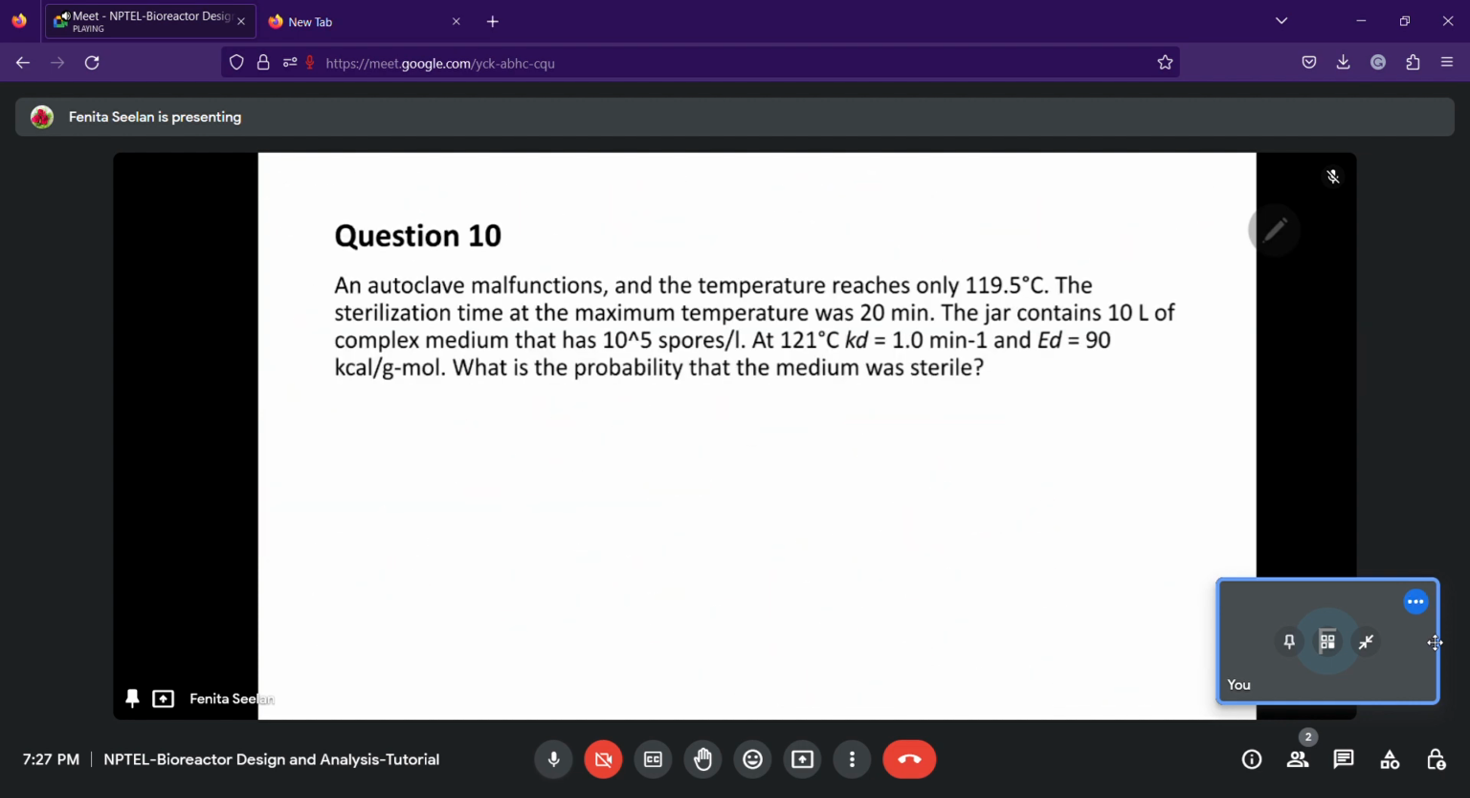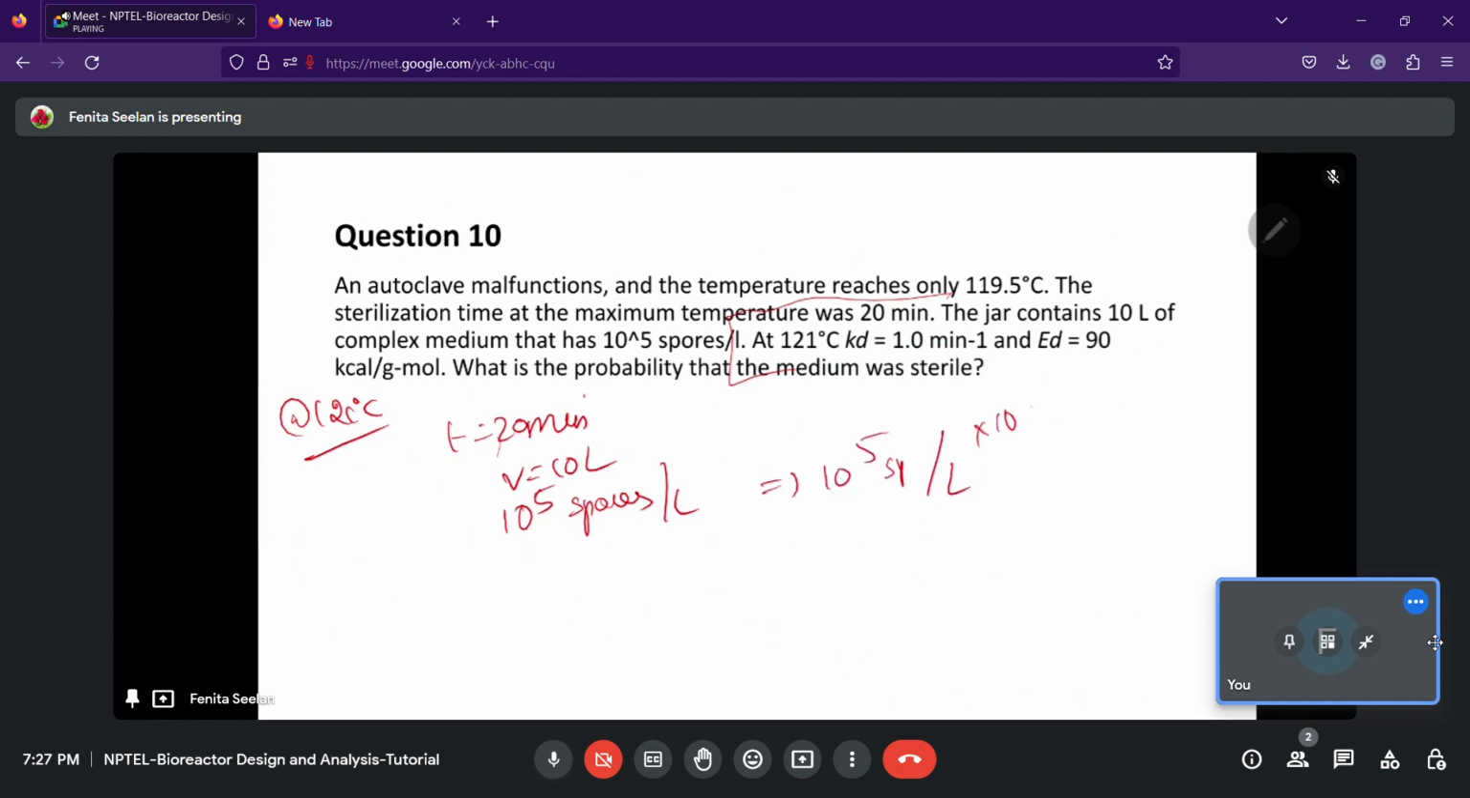How do we start solving the problem? So if we solve for the given values while considering 121 degrees Celsius, how do we calculate? Your time is 20 minutes. So volume is 10 liters. Your spore count is 10 power of 5 spores per liter. So it is 10 power 6. Right?